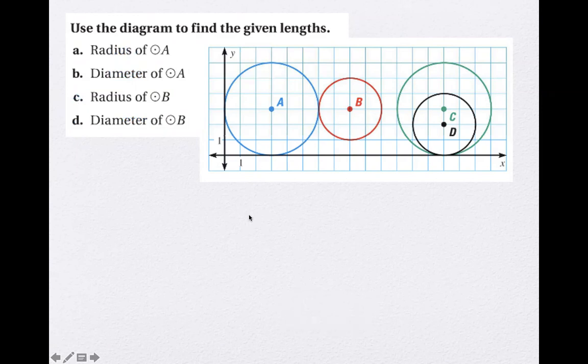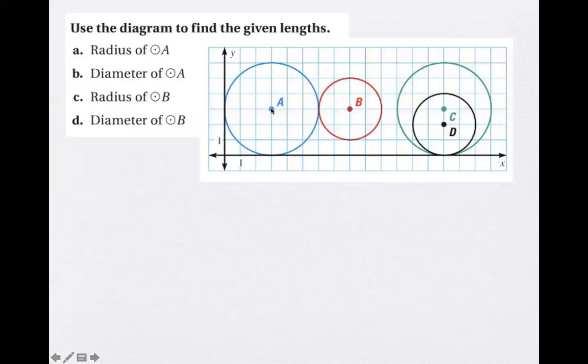Now they're asking us to find the given lengths of the given circles here. So this is obviously on a coordinate plane. Don't freak out here because this will be relatively easy. It's just testing your ability to be able to count, to be perfectly honest. So why don't you pause it and try to find A through D and then push play to see if your answers are correct.